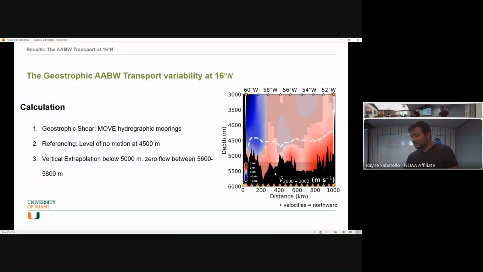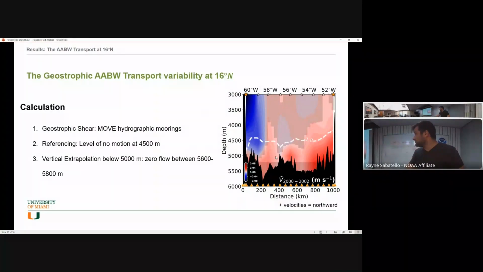And the third reason, and another reason, is that if you study velocity transects like this, which is from the gauge data, the current meter moorings, which are the gray stars, all right? We also see a much shallower level of no motion. That's around 4,300 meters, although there are a lot of caveats in this.